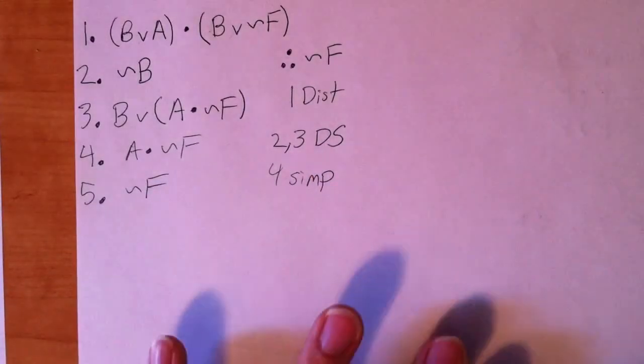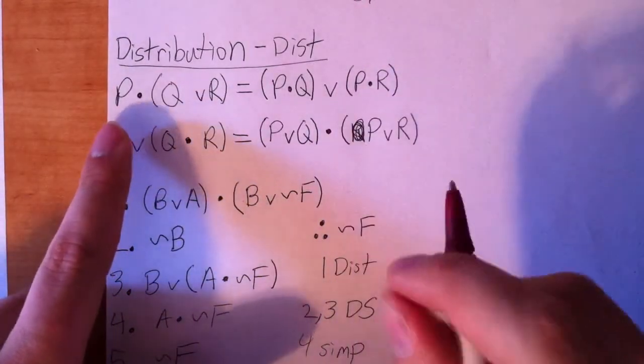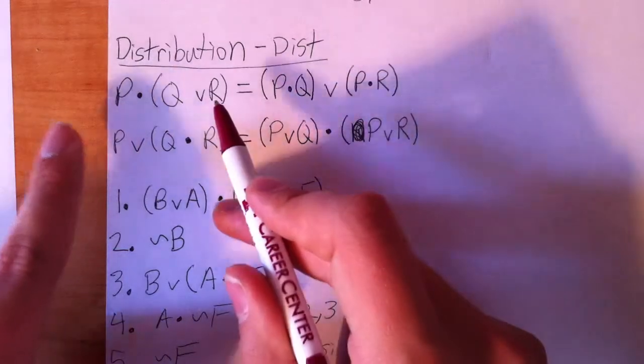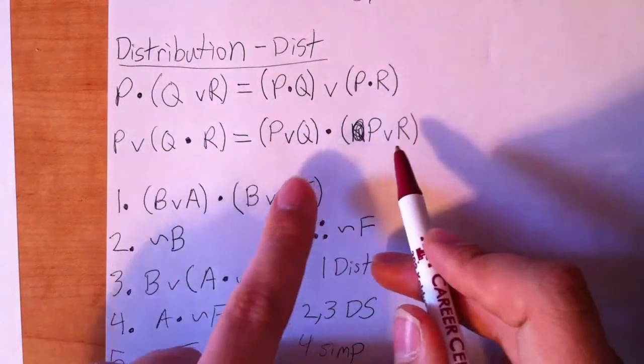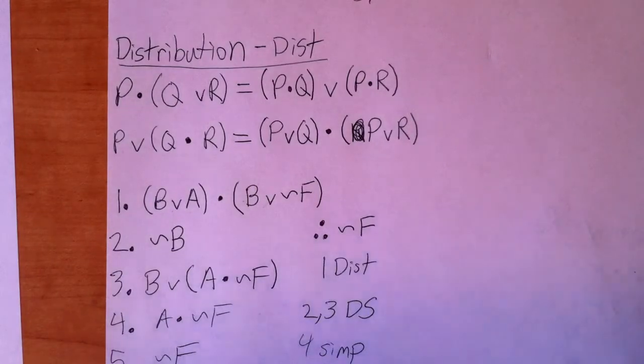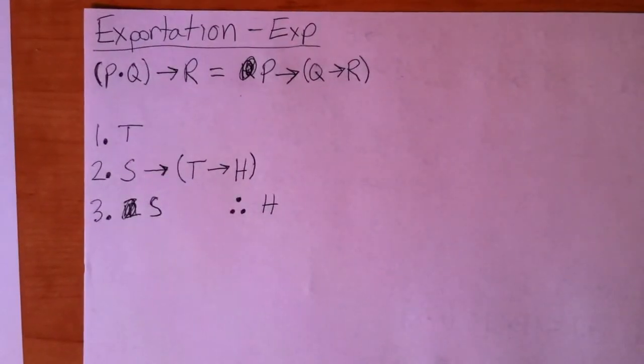Again, it looks way more complicated than it is because these are longer, but the big thing is check your rules that will be listed to find the pattern and then switch it. If you have that, switch to that. If you have that, switch to that. That's going to allow you to do something that you might not have been able to do in the past. So that's distribution. So next up we have exportation.